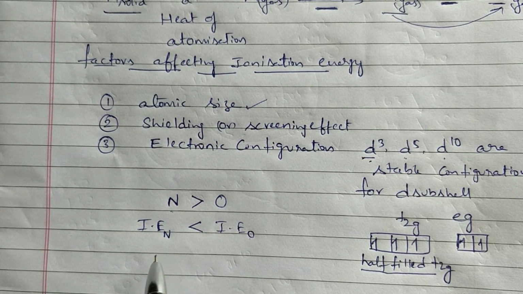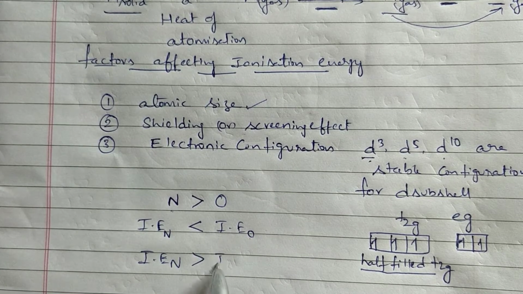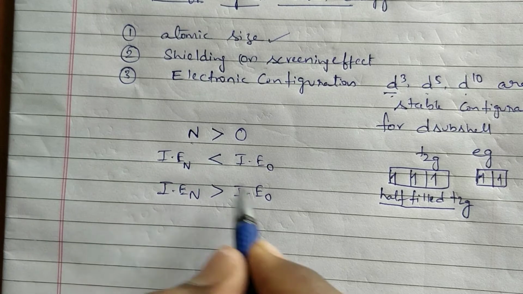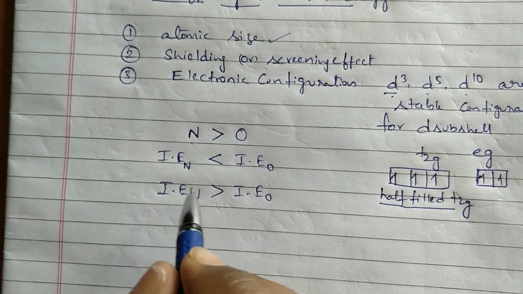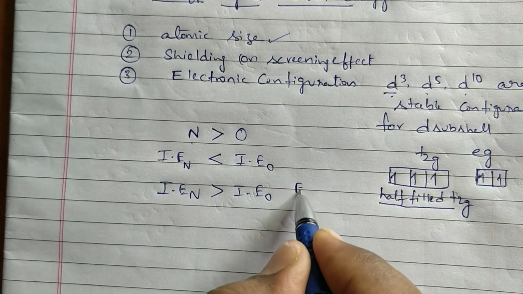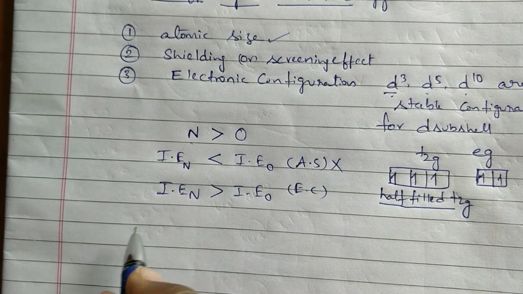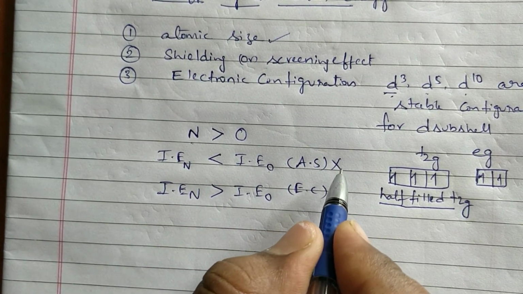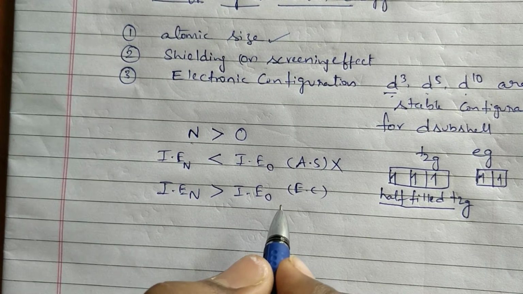But the practical value is showing that the ionization energy of nitrogen is greater than the ionization energy of oxygen. So this is explained by electronic configuration, not atomic size. Depending on atomic size, if you explain it here, it is wrong. So which factor is playing the important role, or dominating the others?